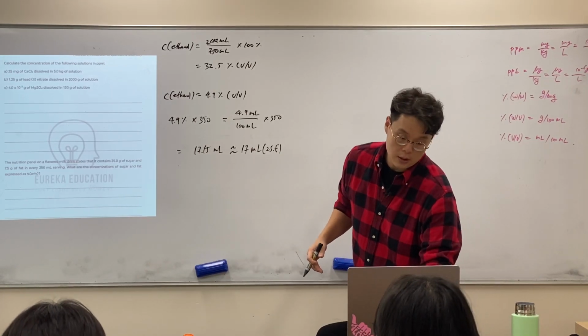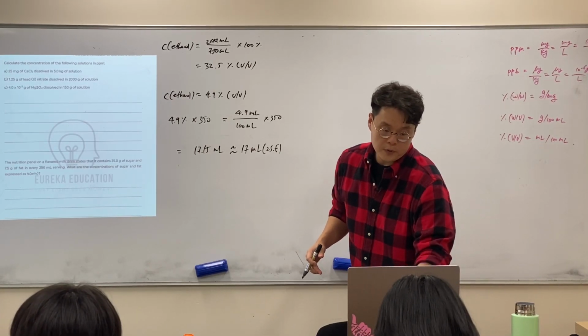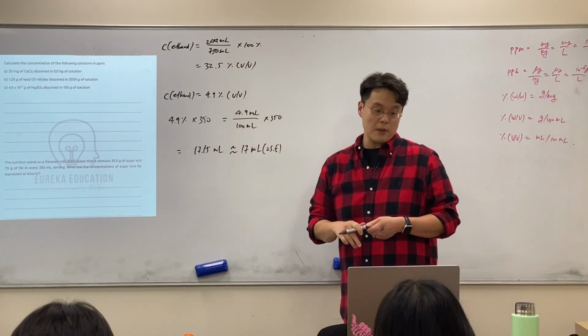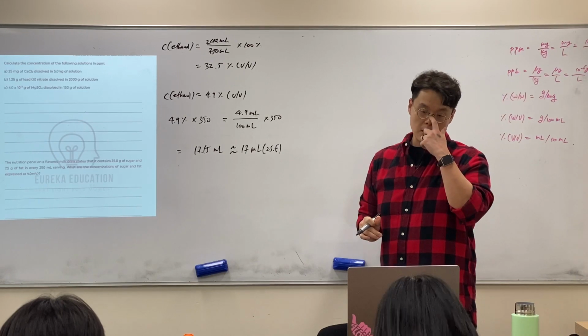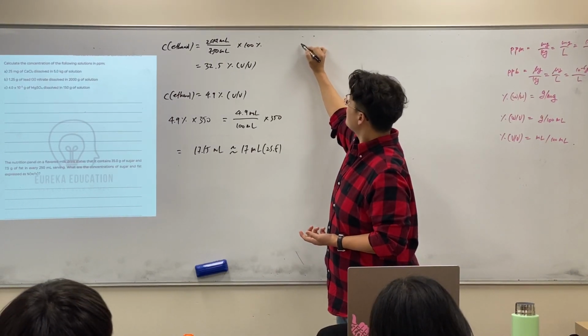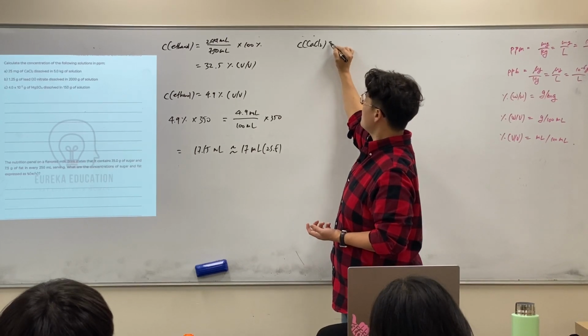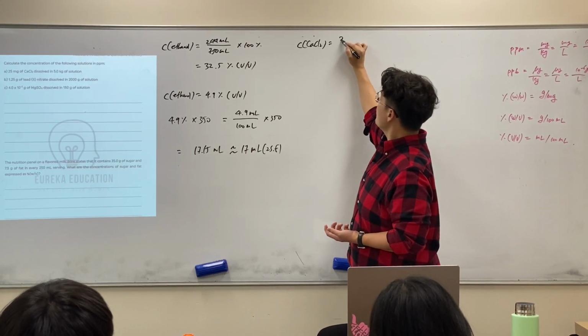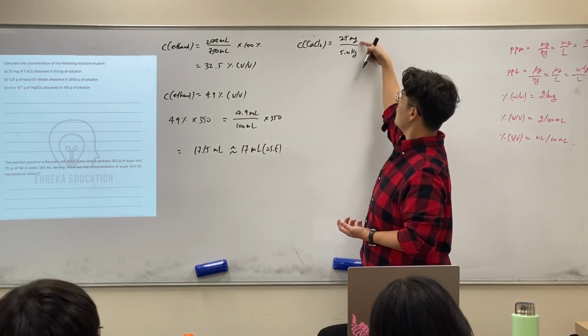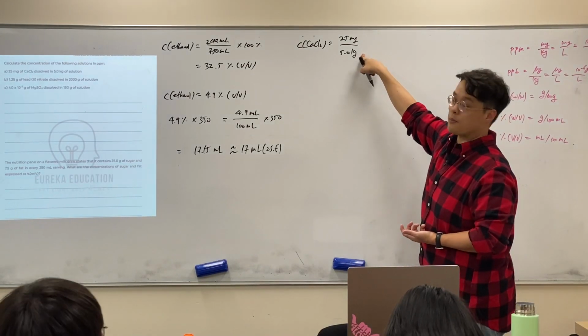Next one, calculate the concentration of the following solutions in ppm. So 25 milligrams of calcium chloride dissolved in 5 kg of the solution. So we're given the ppm. The concentration of calcium chloride can be found by 25 milligrams divided by 5.0 kg. Beautifully, that gives milligram per kg, which is the ppm.